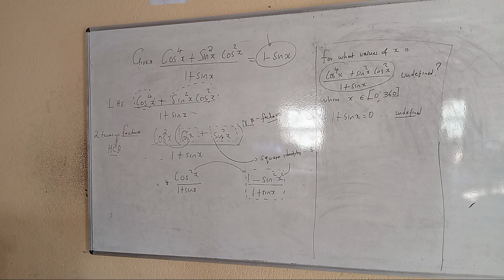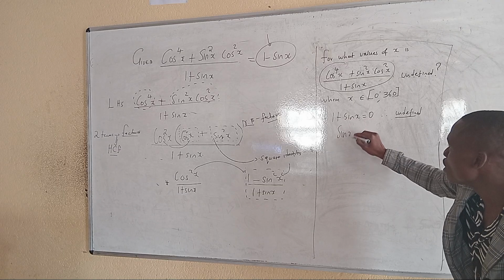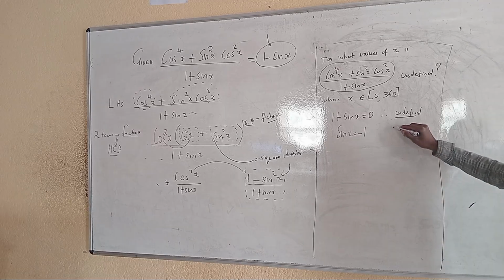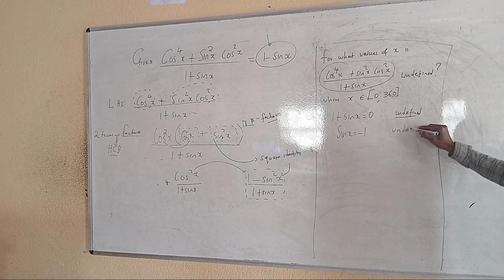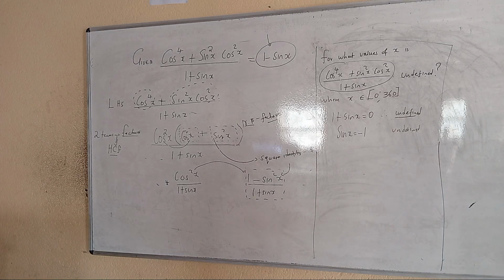So that expression will be undefined if 1 plus sine x is 0. Now we start solving for the value of x. We say sine x is equal to negative 1. If sine x equals negative 1, the expression is undefined. So now let's solve for x.